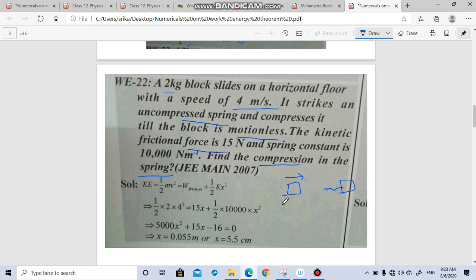What will happen? The total energy of this car will be transferred to these two. Some part will be taken by the work done by the frictional force, because the car is moving, so frictional force is acting against it, and some work is taken by the spring.